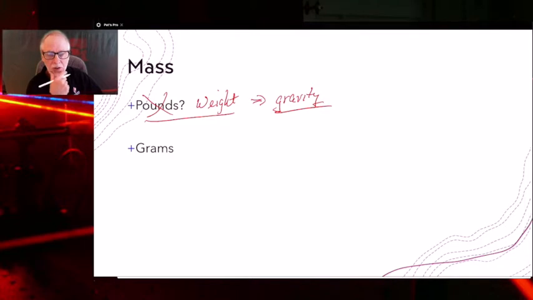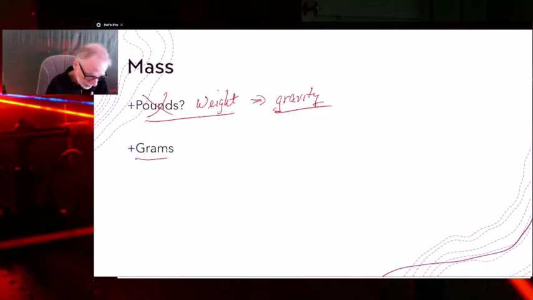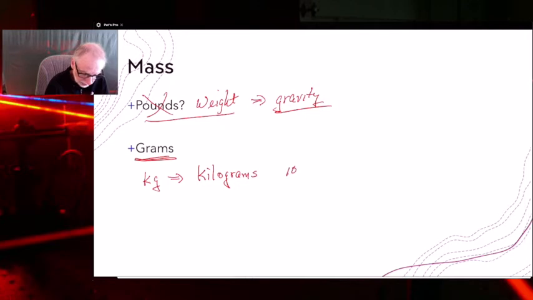So while pounds or weight will depend on gravitational attraction to a particular body, your mass is always the same. Your mass here on Earth is the same as your mass on the moon. So when we talk about mass, typically in the metric system, we've talked about grams, and that's something you're probably familiar with. And of course, if we were talking about kilograms, as we learned from our prefixes, that would be 1,000 grams.